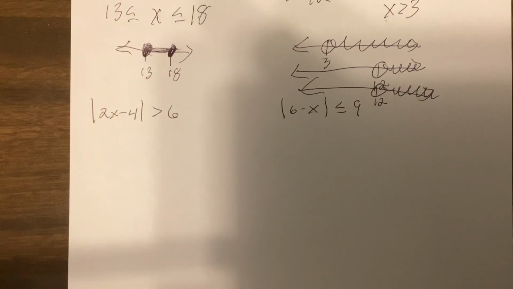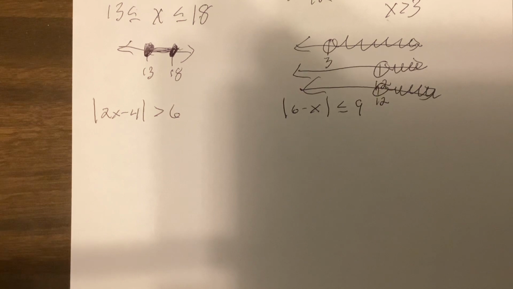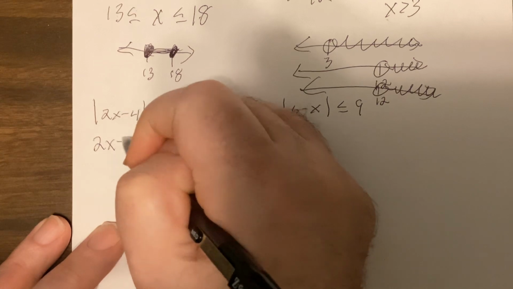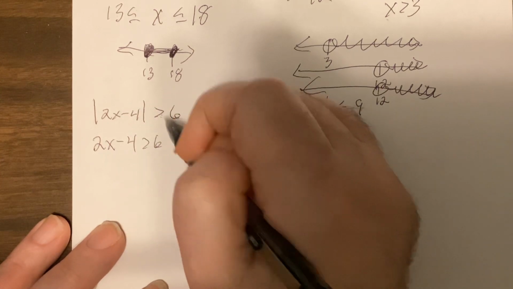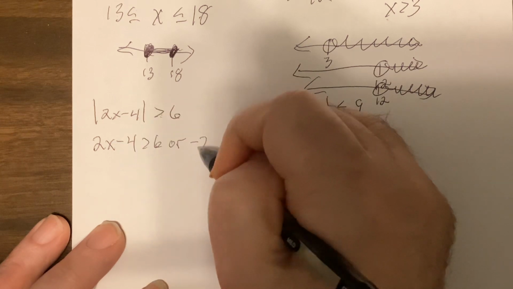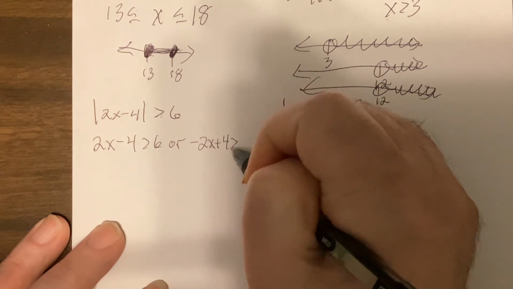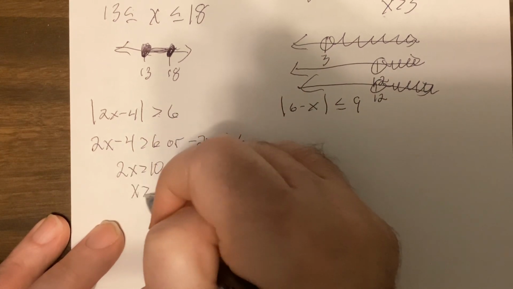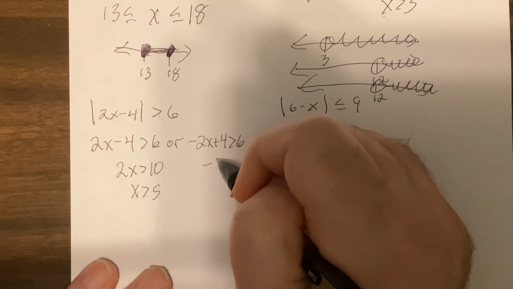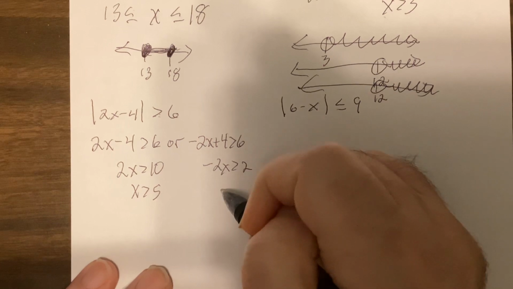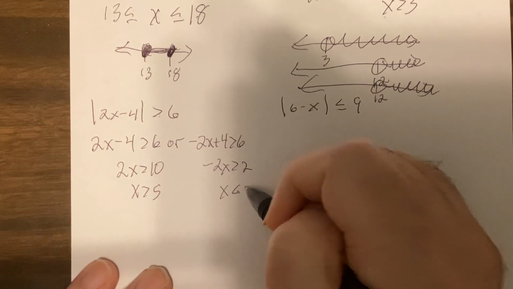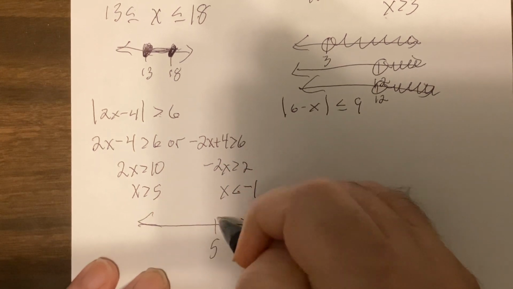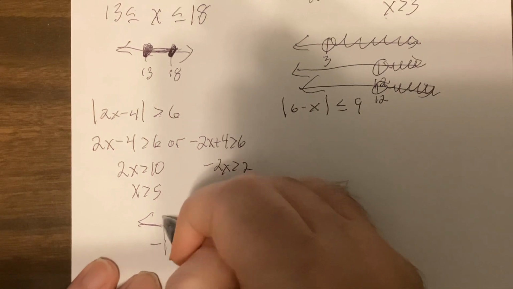Now, absolute value. First, I want to get rid of the absolute value. Using the definition of absolute value, I'm going to break this up into 2 parts. 2x minus 4 is greater than 6. Greater is or. The opposite. So add 4, divide by 2. Subtract 4, divide by negative 2. Switch the inequality. So here's greater than 5. Here's less than -1.